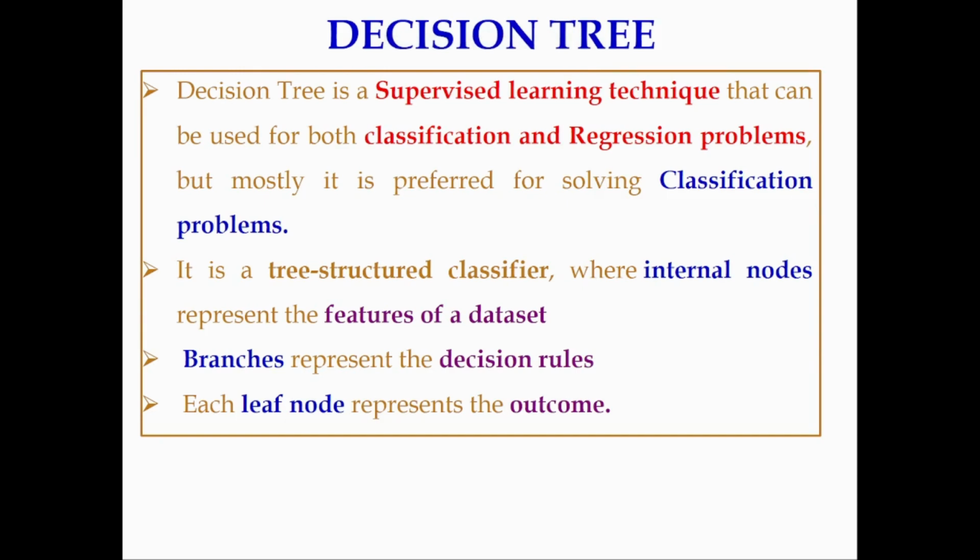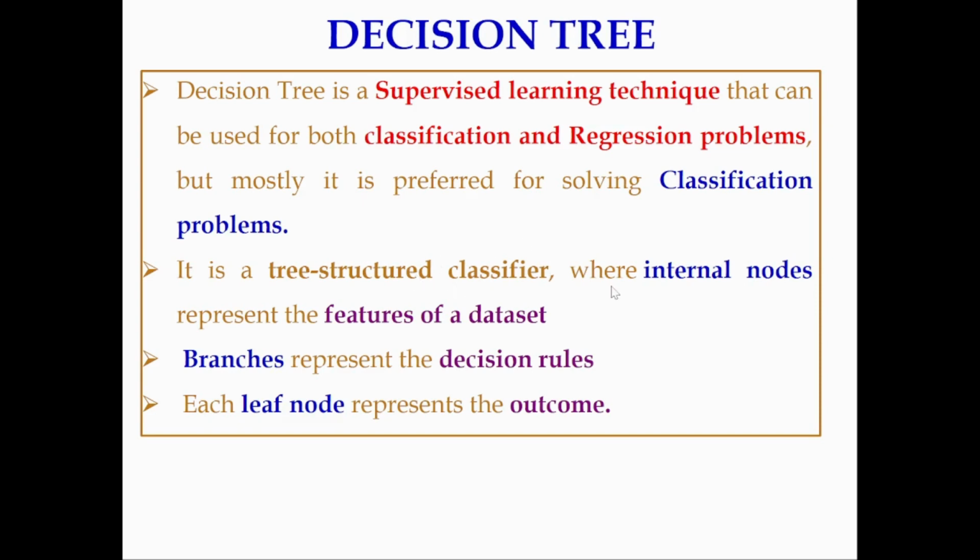Today, our topic is decision tree in machine learning. A decision tree is a supervised learning technique that can be used for both classification and regression problems, but mostly it is preferred for solving classification problems. The decision tree can be used for both regression and classification.